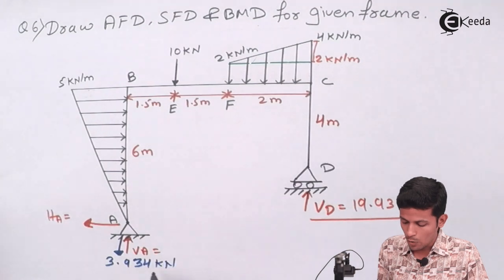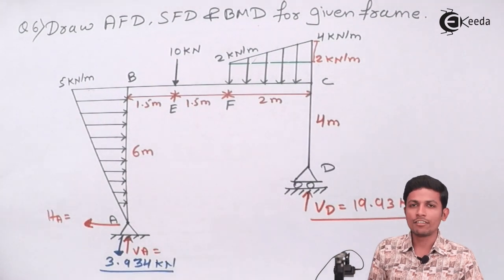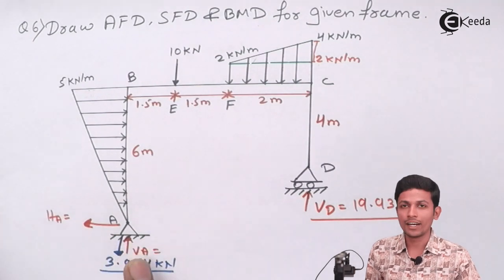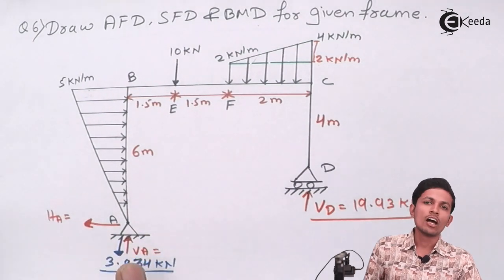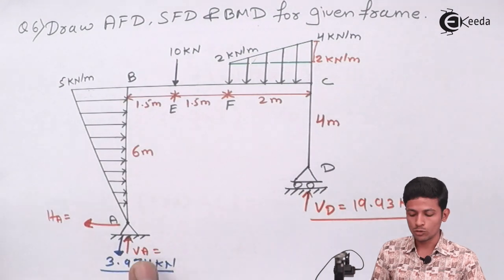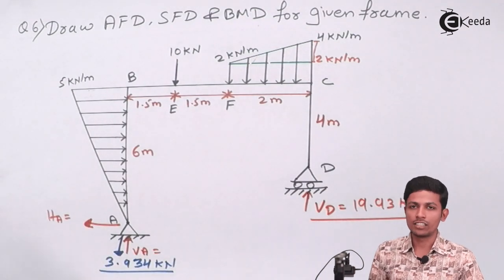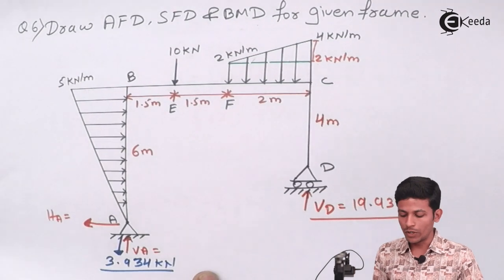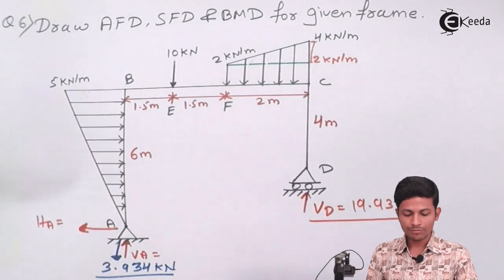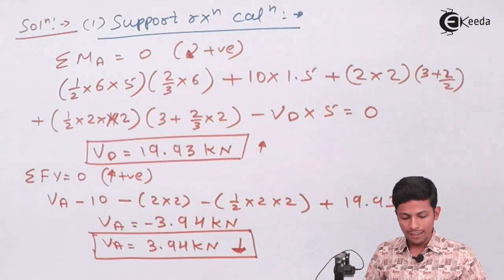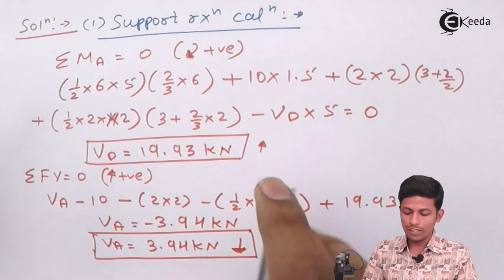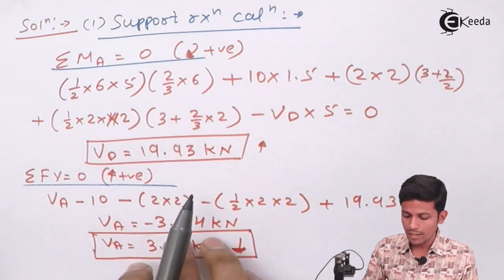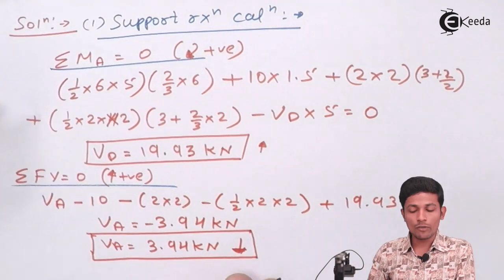3.934 kilonewton. Now while drawing the SFD and BMD, we have to take this downward direction, not upward direction, because we got the minus, which means our assumption was wrong. So we have to change the direction: downward, 3.934 kilonewton. Okay, now we are done with the moment and with Fx, Fy, now Fx.